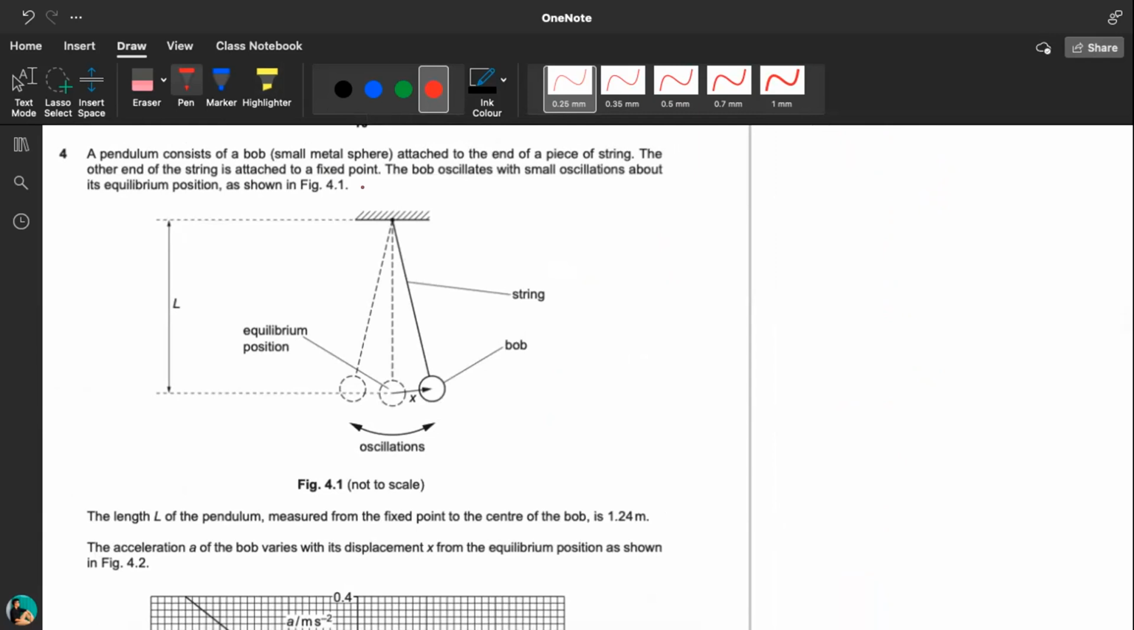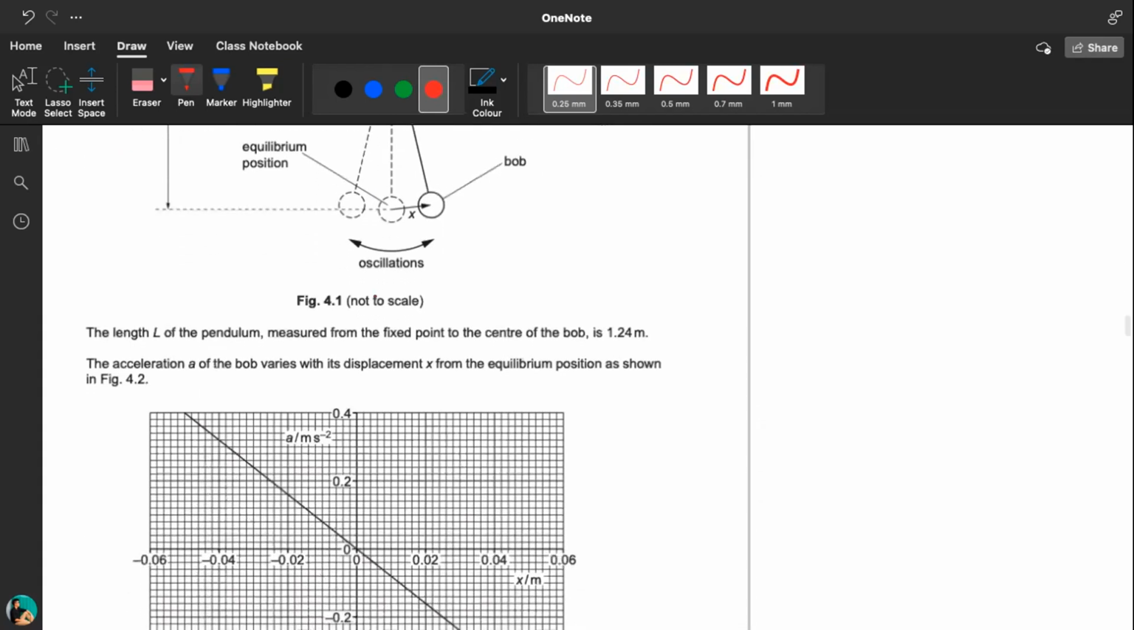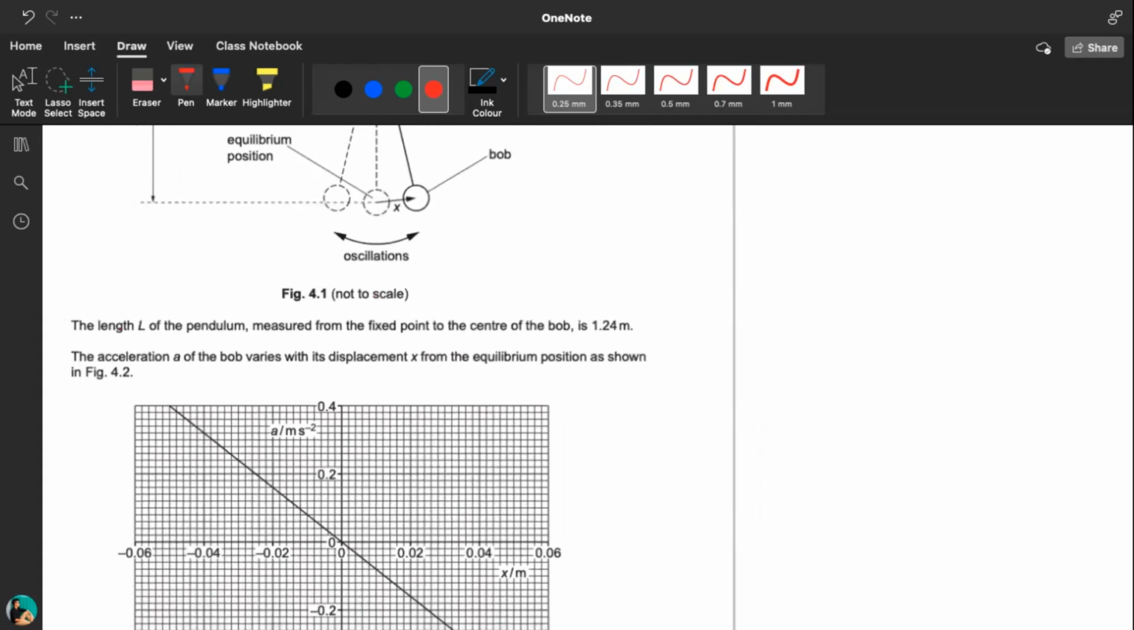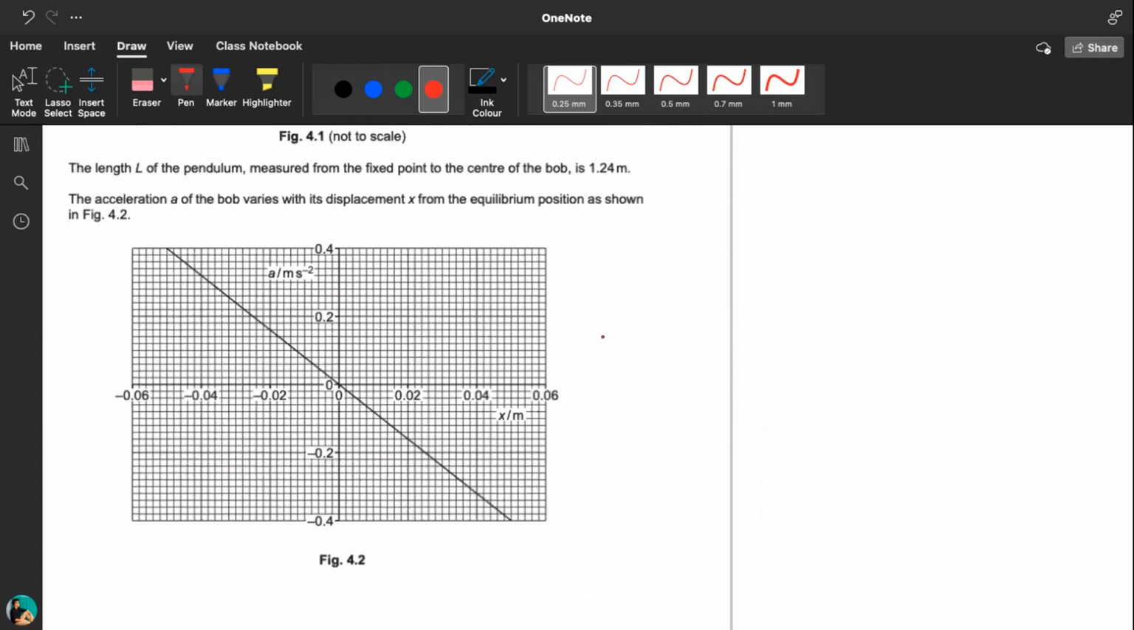Question 4. A pendulum consists of a bob attached to the end of a piece of string. The other end is attached to a fixed point. The bob oscillates with small oscillation about the equilibrium position. Right, simple harmonic motion. The length L of the pendulum measured from the fixed point to the center of the bob is 1.24. And then you're given an acceleration-displacement graph. Here we notice that the displacement is the same, positive and negative. That means there's no damping here.